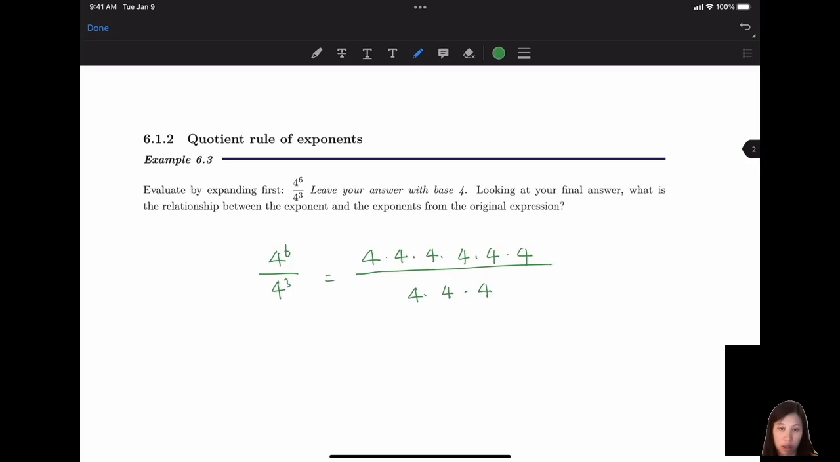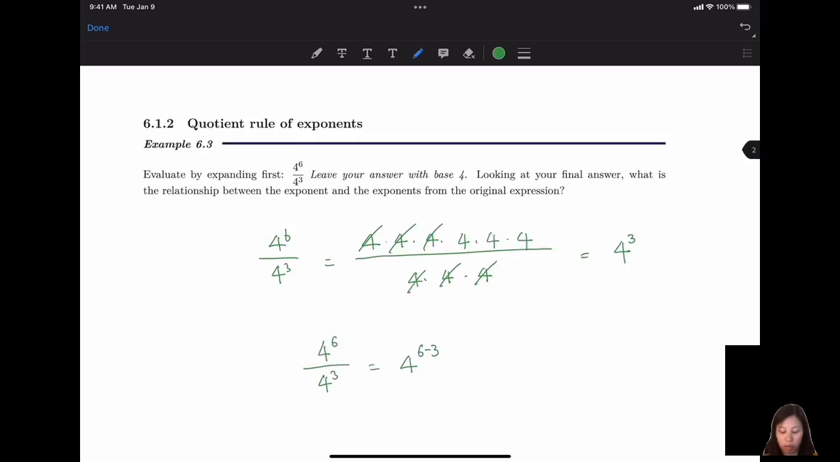So in a fraction, if they're the same, they can cross cancel, right? They can cancel each other out. What's left? We will have 3 fours left in the numerator, which is 4 to the 3rd. Now you might find that, since a fraction means division, the exponent should be subtracted: the denominator's exponent from the numerator's.